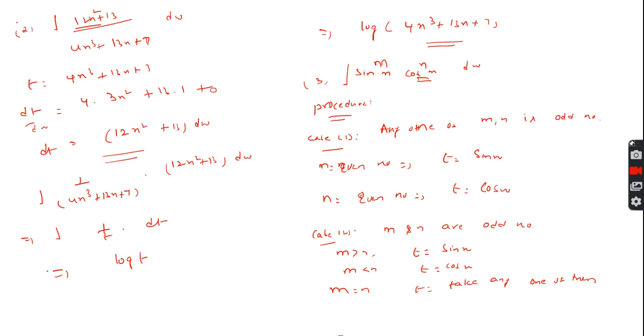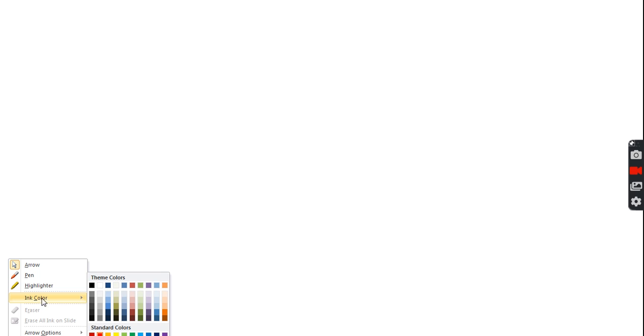Okay. Next, case 3. So what is case 3? In case 3, m and n are both even numbers. So that is nothing but, here we use the trigonometry formulas.